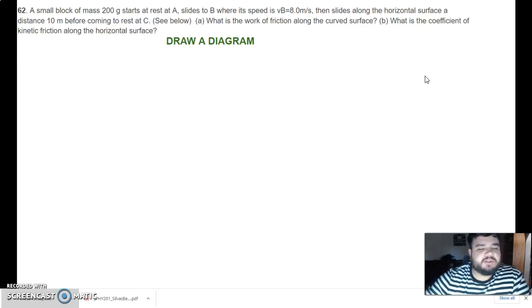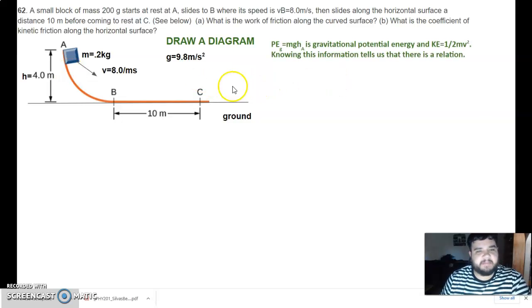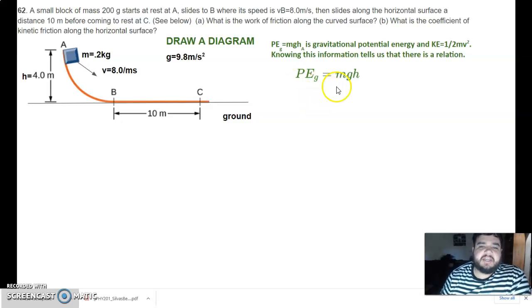So the first thing we've got to do is think about the problem and draw a diagram. In the problem in the book, they gave us a diagram, but we're going to modify it a little bit by adding in the ground to make it better than the one the book gave us. So we know that the potential energy of gravity is equal to the kinetic energy, which is 1/2 mv squared, or mgh. We can see how the energy is transferred by the conservation of energy. So the potential energy of gravity is equal to mgh.